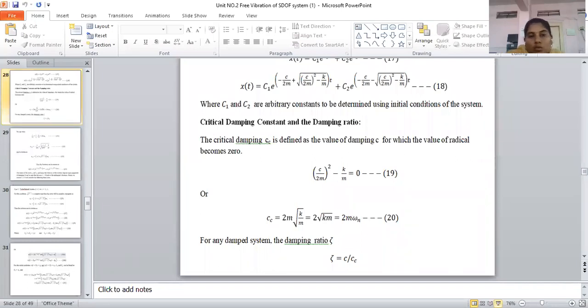So now we have to go for solving for the values, or use some initial conditions, to get the values of C1 and C2. And for that purpose, we have to go to the next step, that is to understand what is the critical damping constant and what is the damping ratio. So we should understand what is damping, what is critical damping, and what is the damping ratio. So first we'll understand what is this damping ratio.